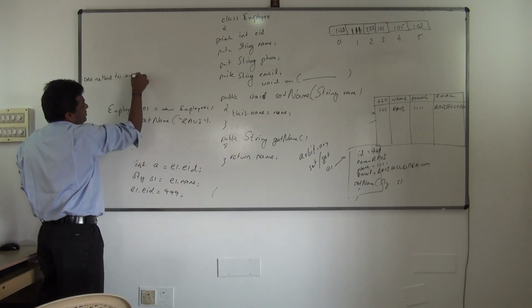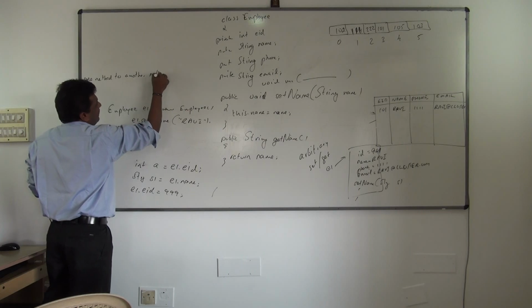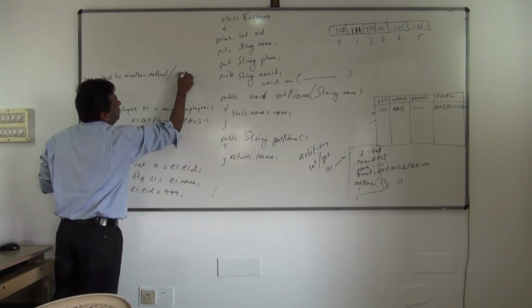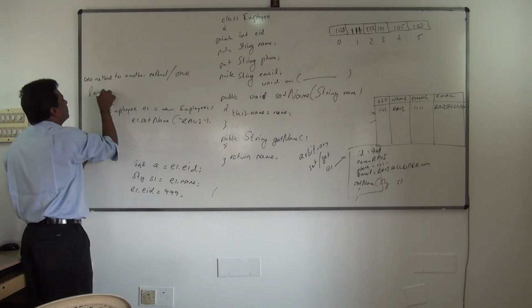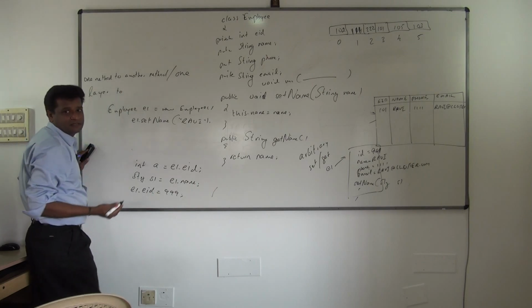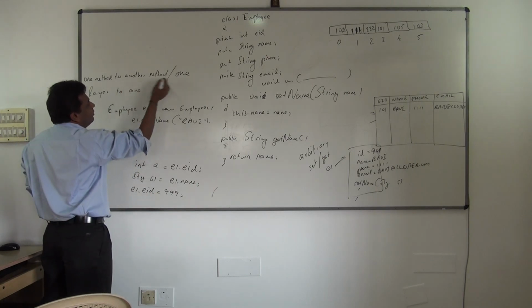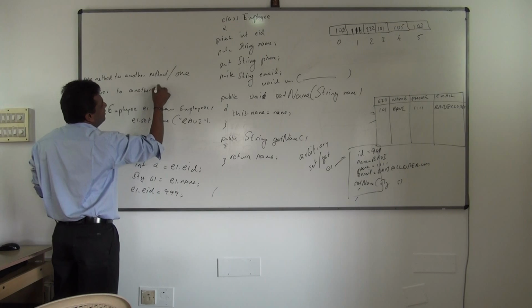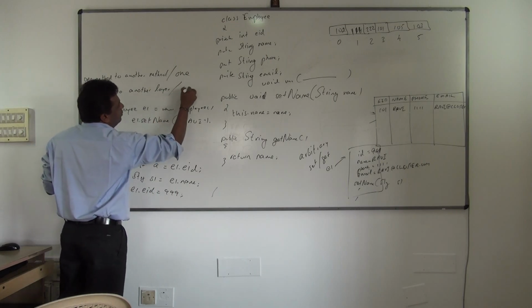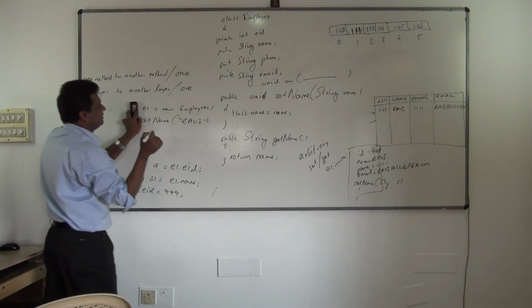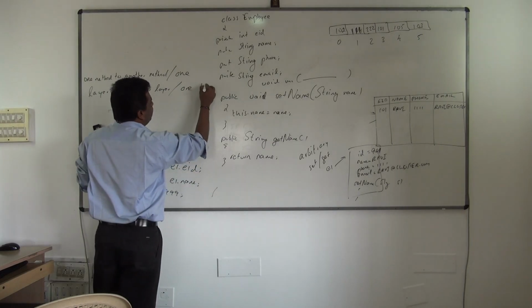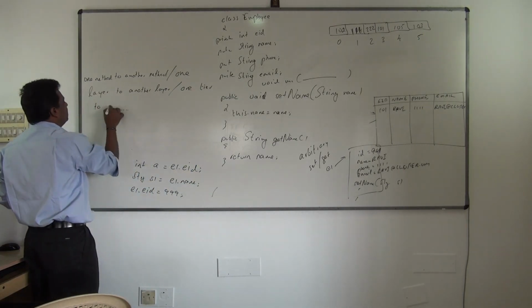I am not having space, just you write another method slash one layer to another layer. Slash means or. One layer to another layer, or one, look at the spelling, tier, T-I-E-R, tier to another tier.